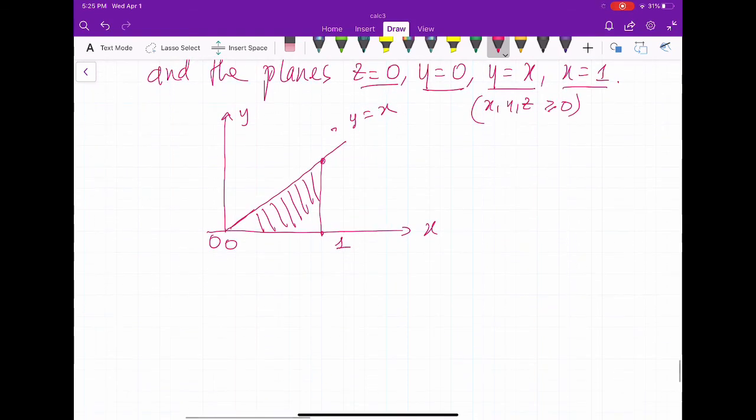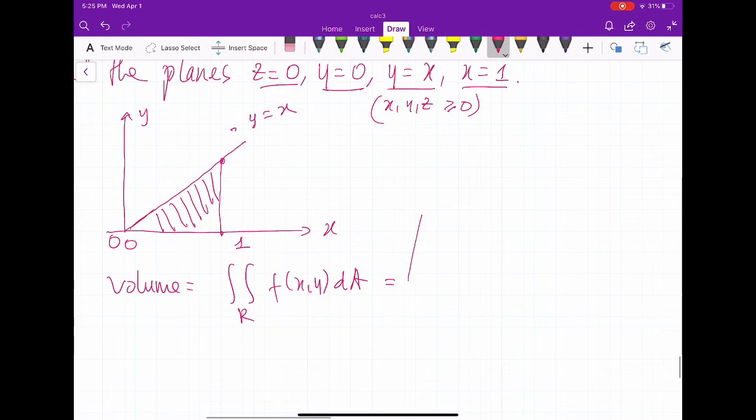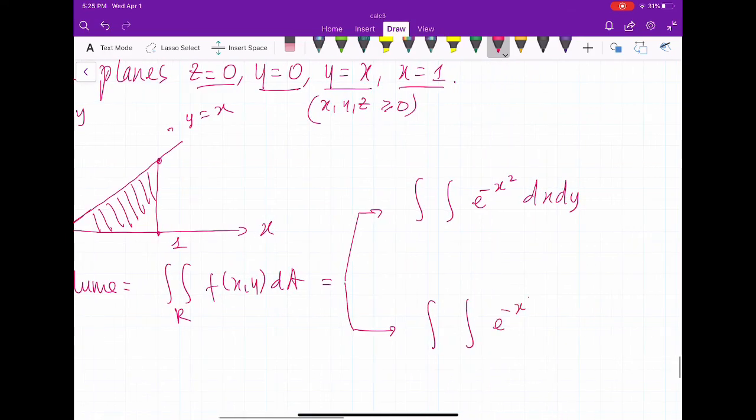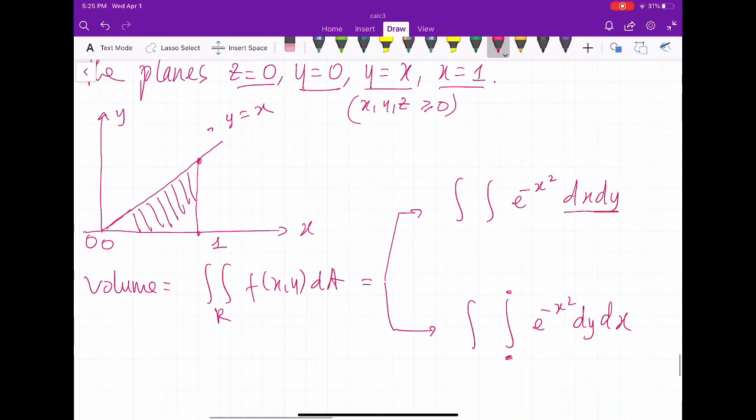Okay, so we know the volume is equal to the double integral over R of f(x,y) dA, and if you want to write in the form dx dy, you may have the following one. The function is e to negative x squared, or you want to write e to negative x squared dy dx. So basically we need to play with the integration limits.